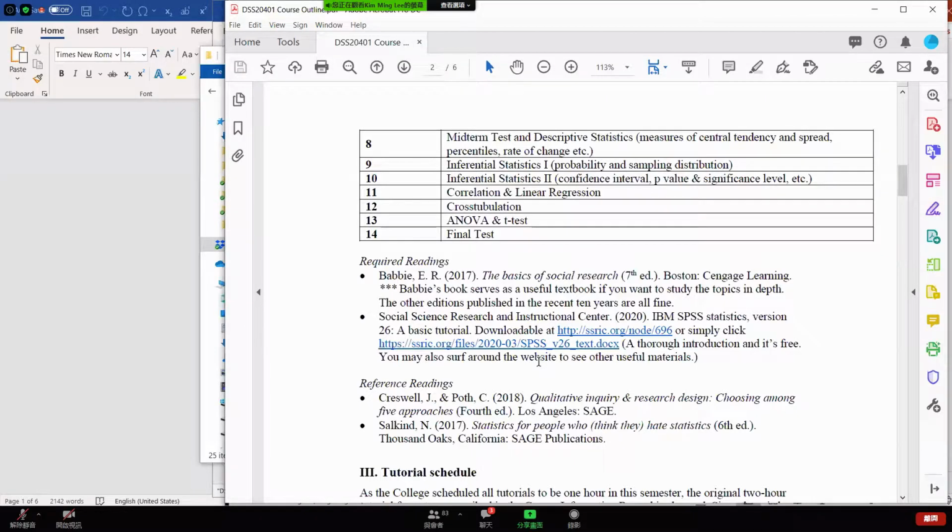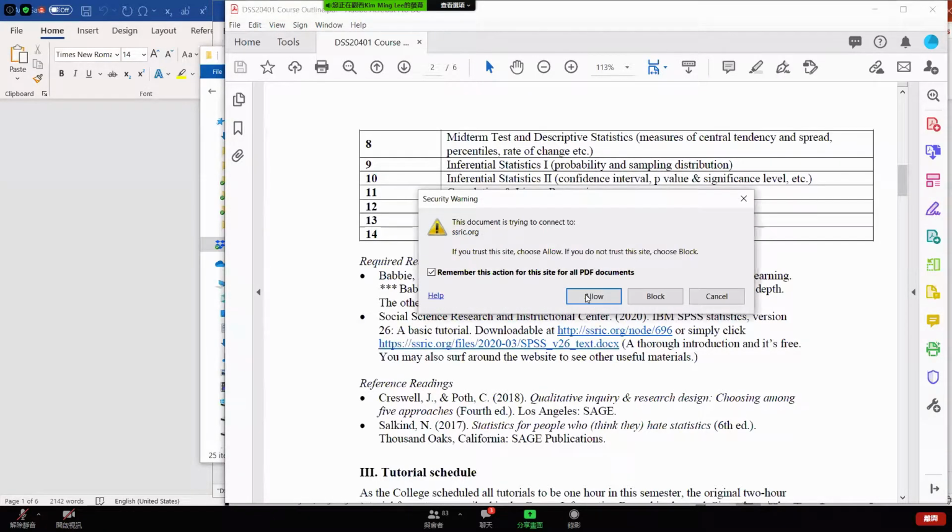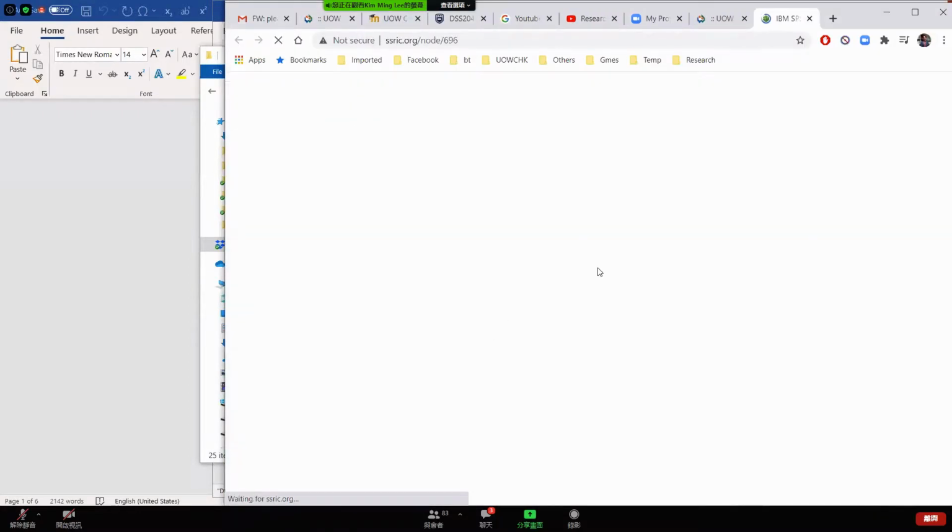And then anyway, I give you a very detailed handout. Actually, when you read my handout, that may be sufficient. For SPSS, I give you two open source resources. You can download it here. This is a basic tutorial of using SPSS. I can show you right now.